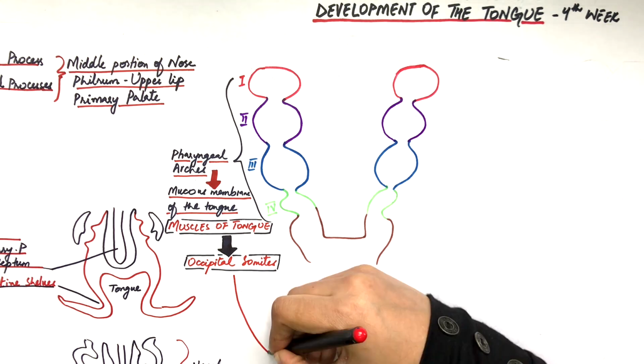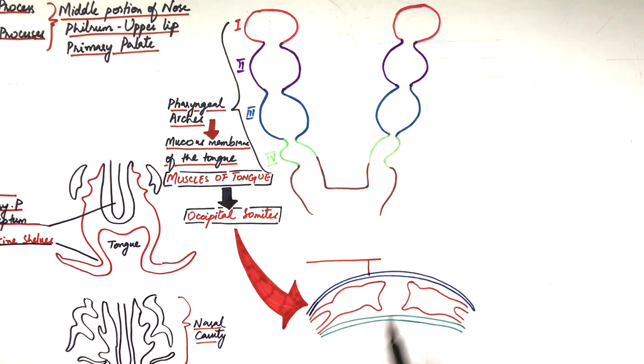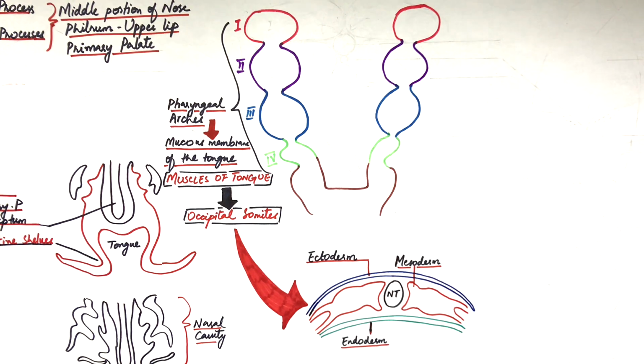Now, let's see what these occipital somites are. If we remind ourselves of the 3 embryonic germ layers, which were the ectoderm, mesoderm, and the endoderm, the neural tube lies in between the ectoderm and endoderm, and lateral to the neural tube lies the mesoderm. Based on the location, the mesodermic germ layer is divided into 3 parts, which are the paraxial mesoderm, the intermediate mesoderm, and the lateral plate mesoderm.